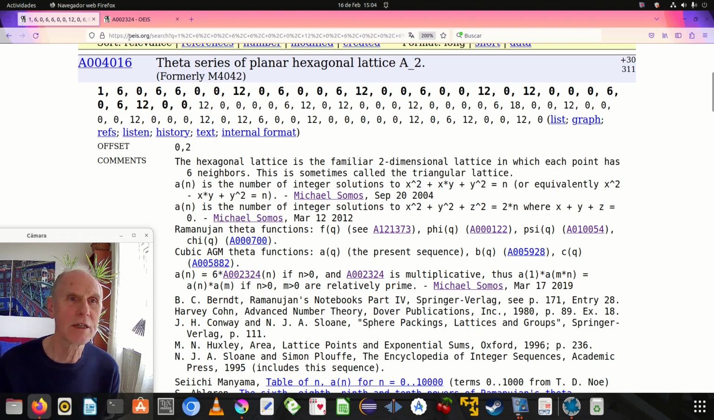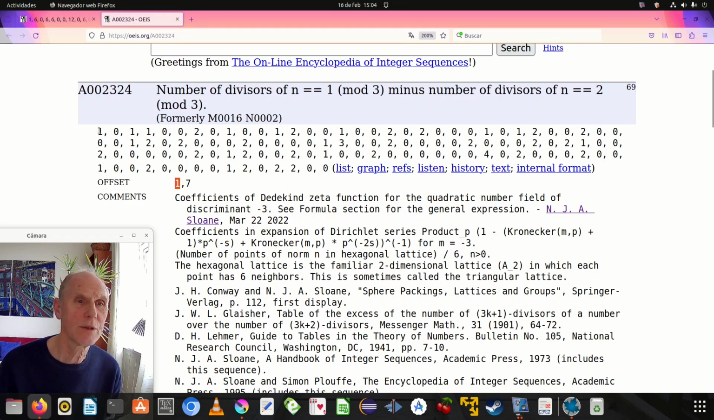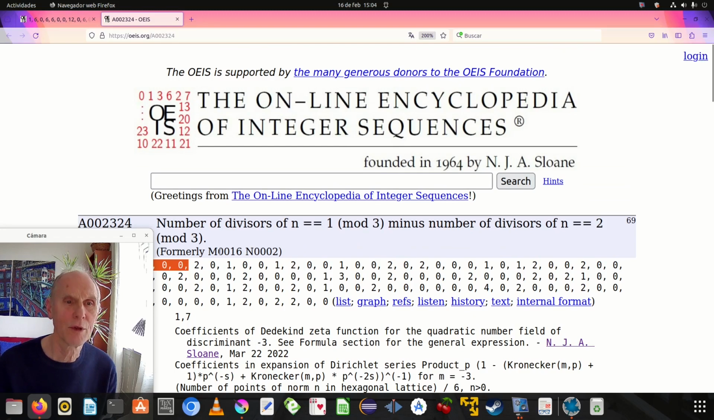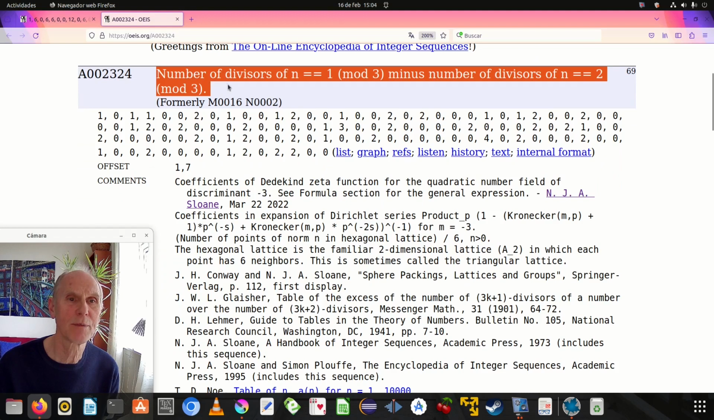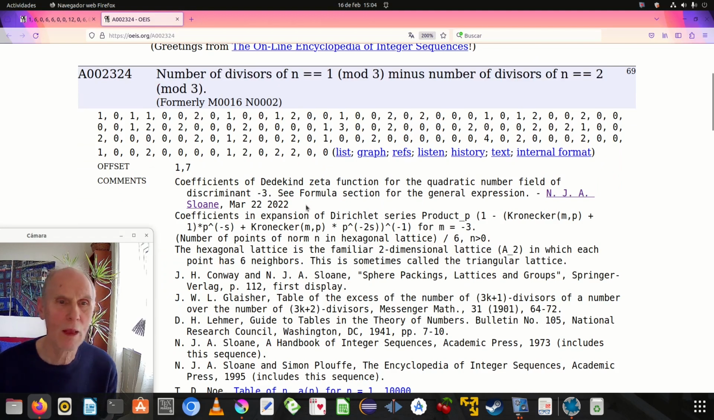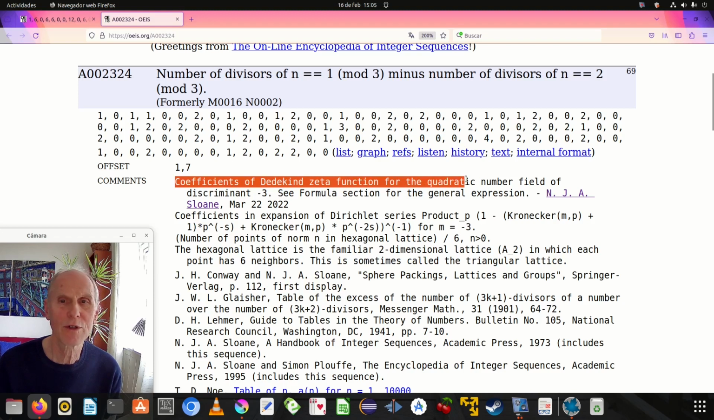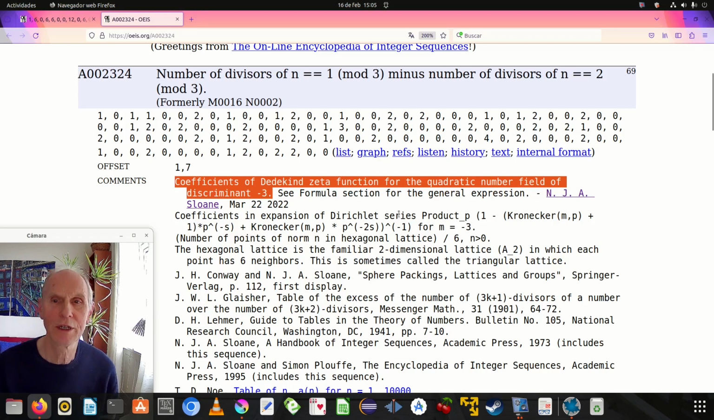Well, one of the links led to this series, which is exactly, here we've got it, which is exactly the formula I found. And that's interesting. Coefficients of the Dedekind zeta function for the quadratic number field of discriminant minus 3.